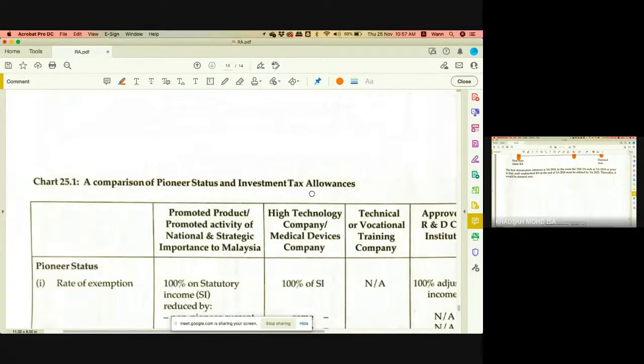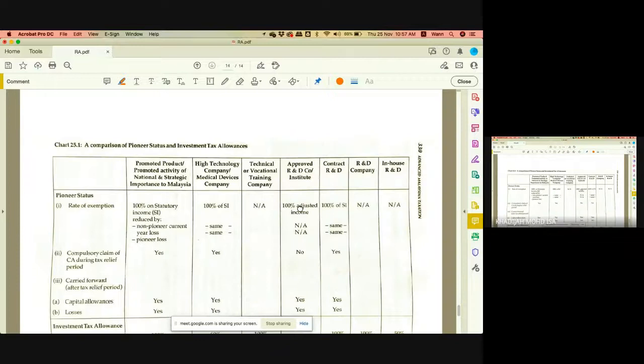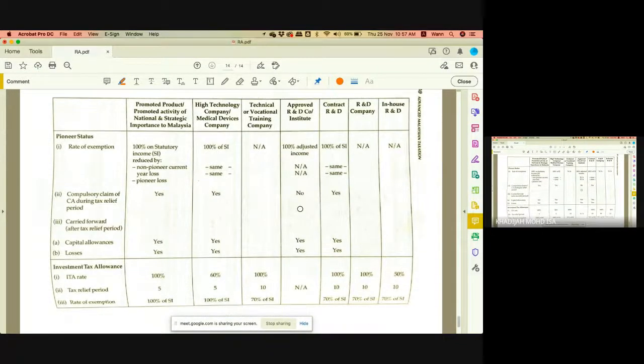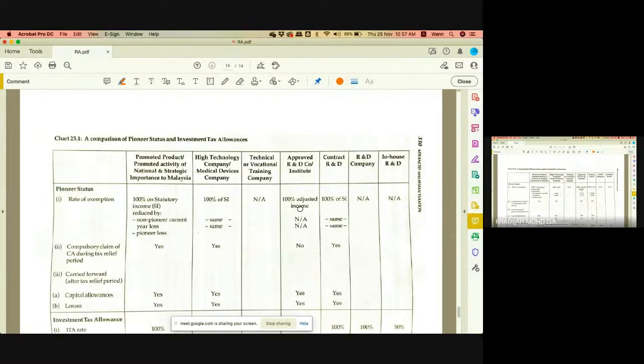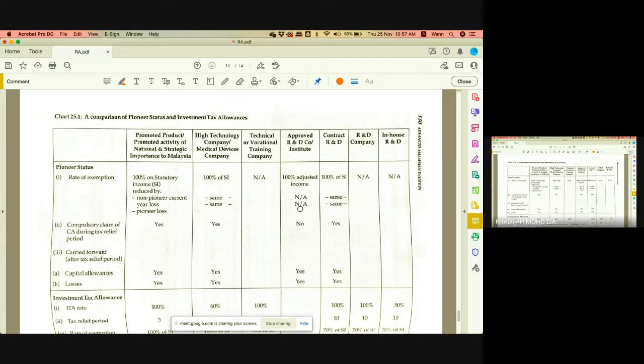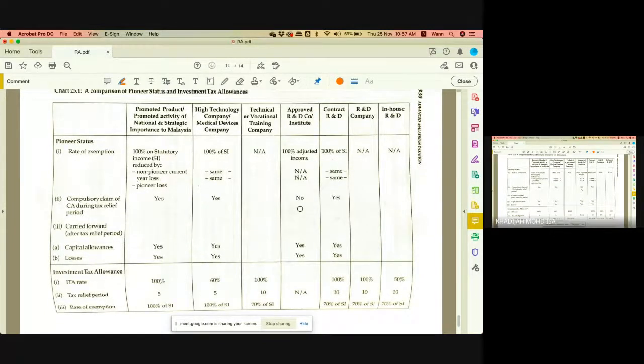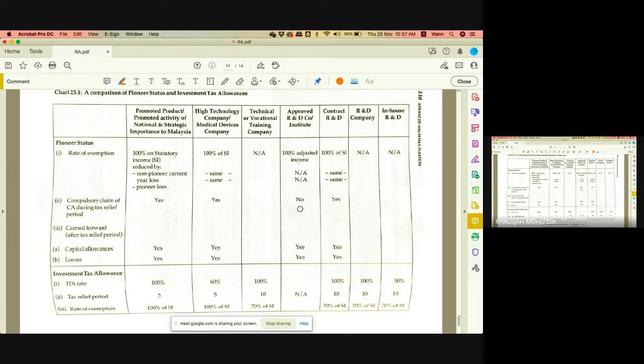And on the last page, it gives you a comparison for all the pioneer status and investment tax allowance. Remember this chapter 25, you have pioneer status, investment tax allowance, small companies, specialized industry, and reinvestment allowance. So this is a summary of your pioneer status and ITA for different industries. For example, you have the promoted product, promoted activity of national and strategic importance to Malaysia. The rate is 100% SI. High-tech company is also 100% of SI.